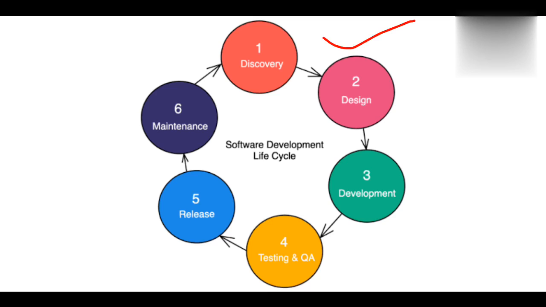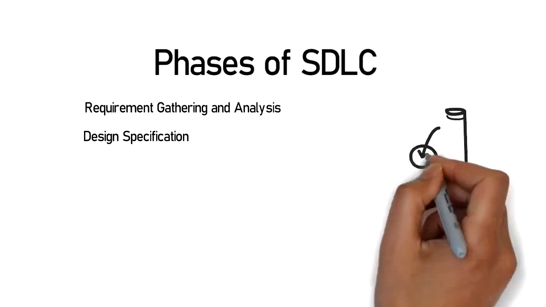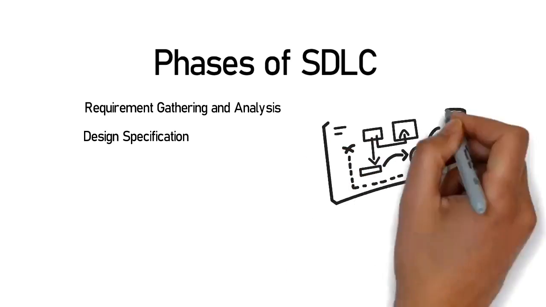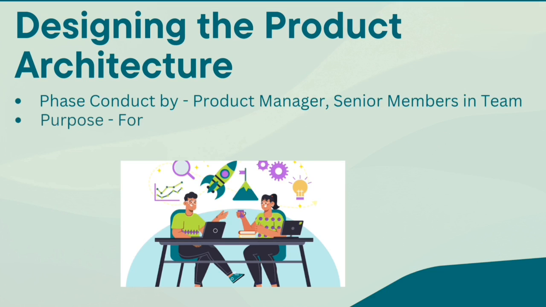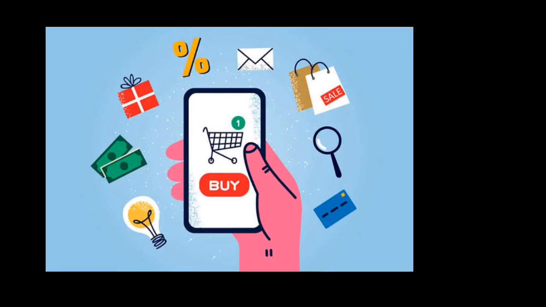Now the second phase is the design specification phase. This phase is conducted by the product manager and also the designer team. In this phase, the software design layout is prepared according to the requirements gathered in the first phase of the SDLC. So high level design includes the description of each module, flow diagram, database tables, interface relationship and algorithms.